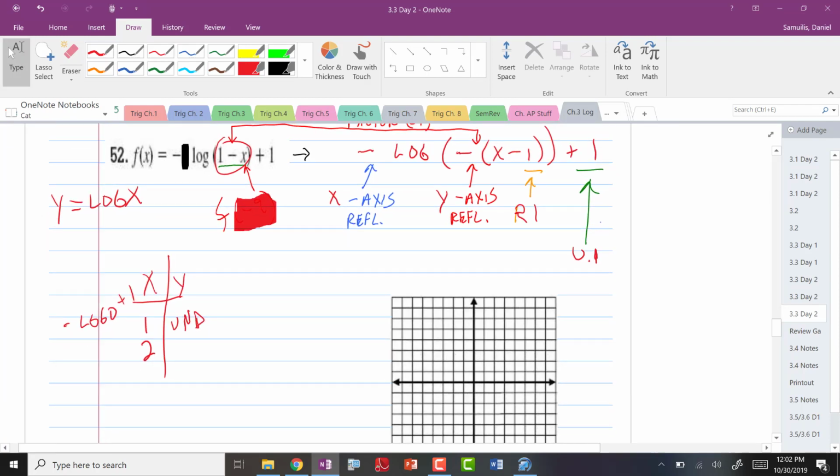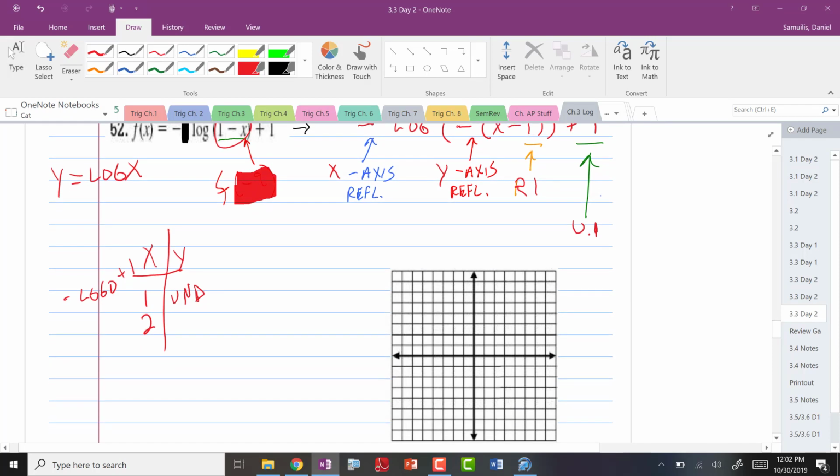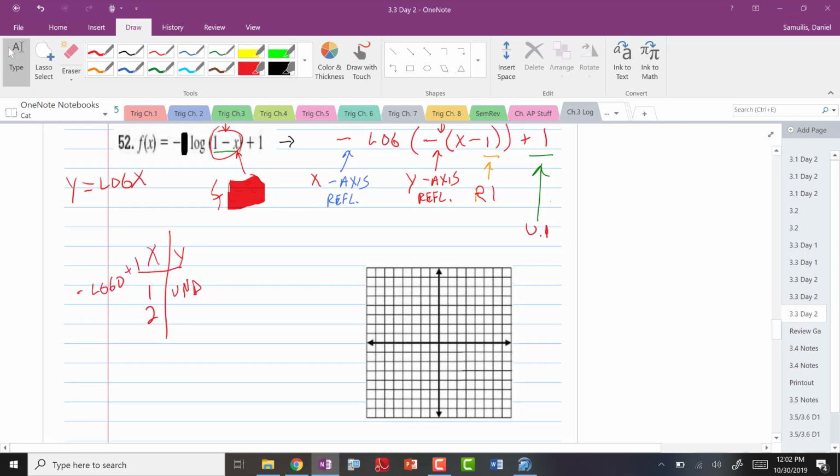So at x equals 1, oh, okay. Everything gets moved right 1, which I said in my reflections. So, of course, the asymptote from the parent function, which is the y-axis, should move right 1. Now, why did he say 2? What's 1 minus 2? 1. So what's negative log of 1 and then plus this 1 on the outside?